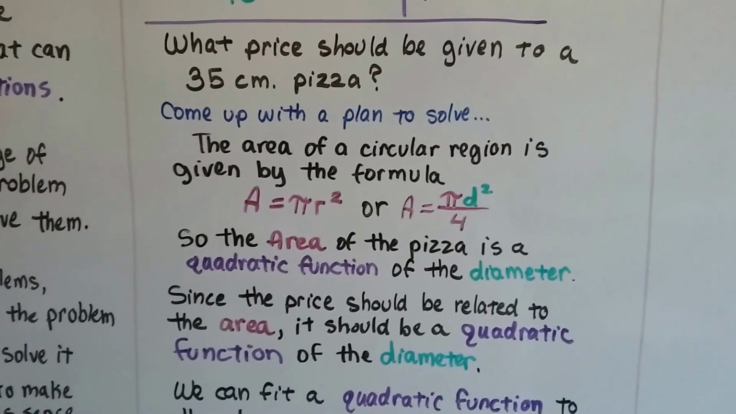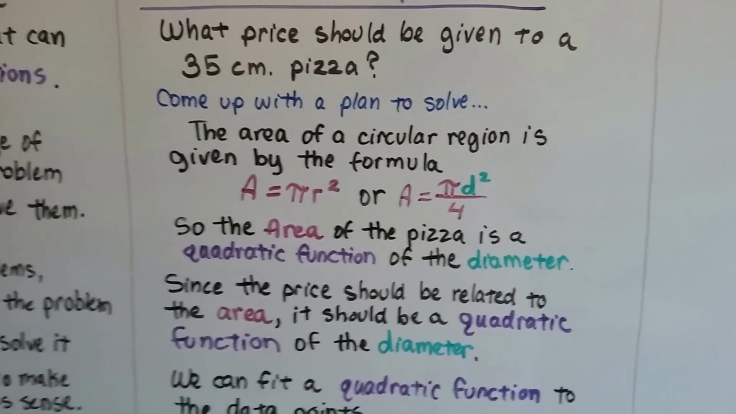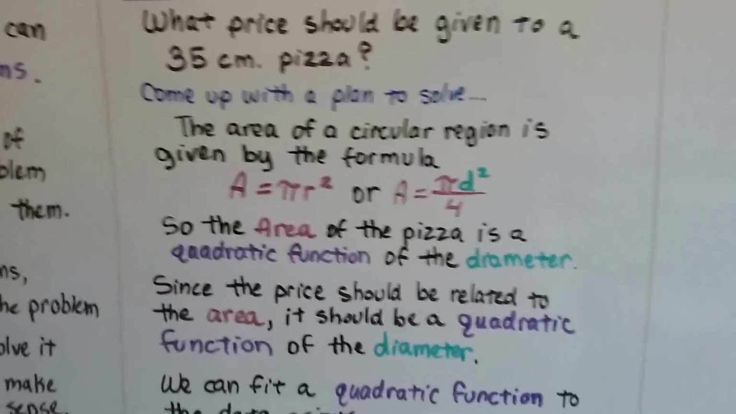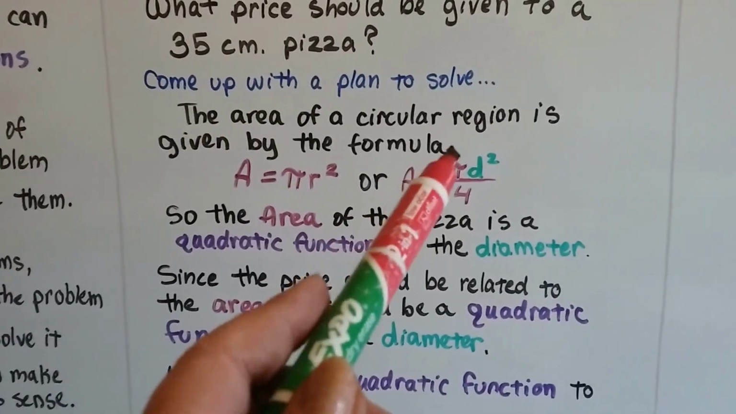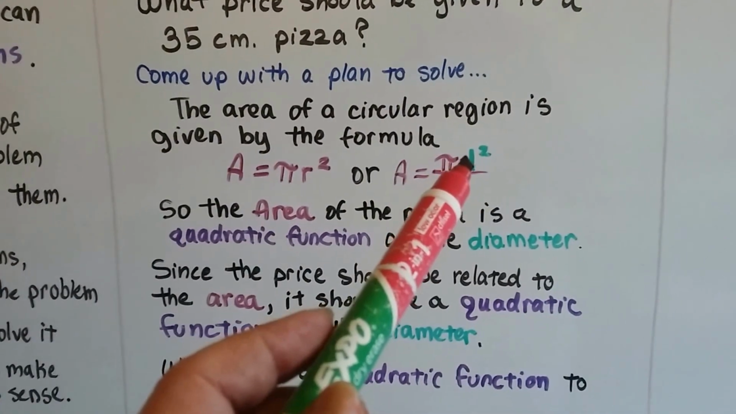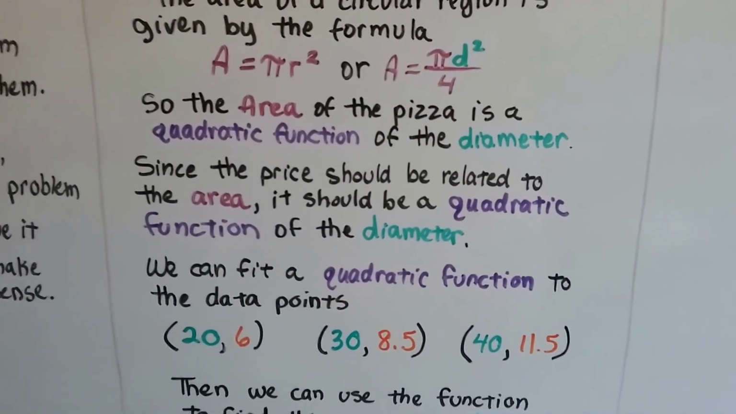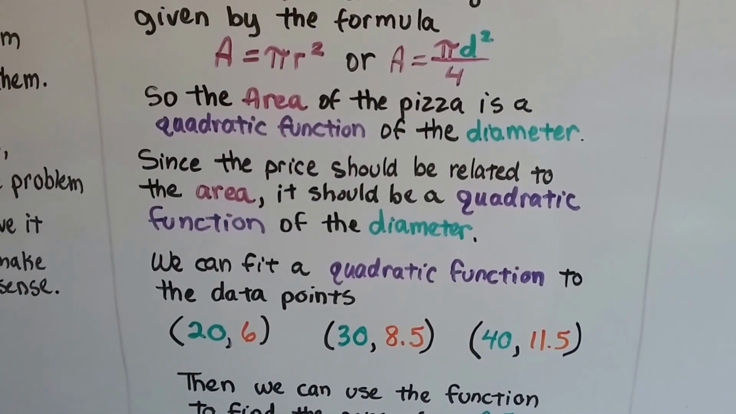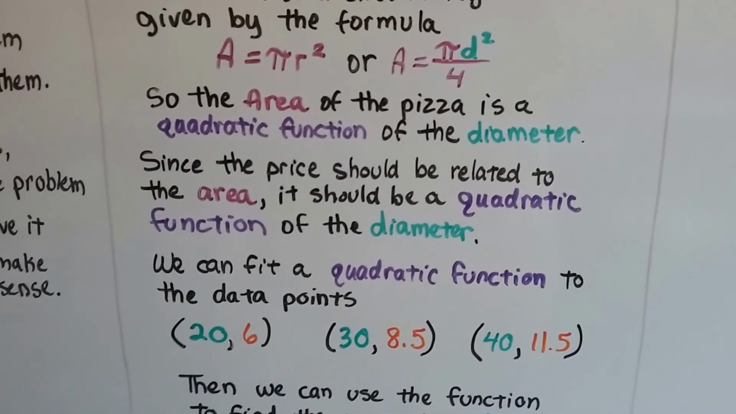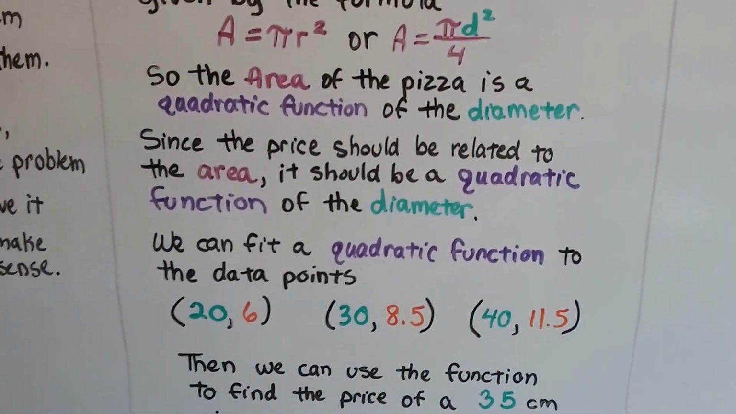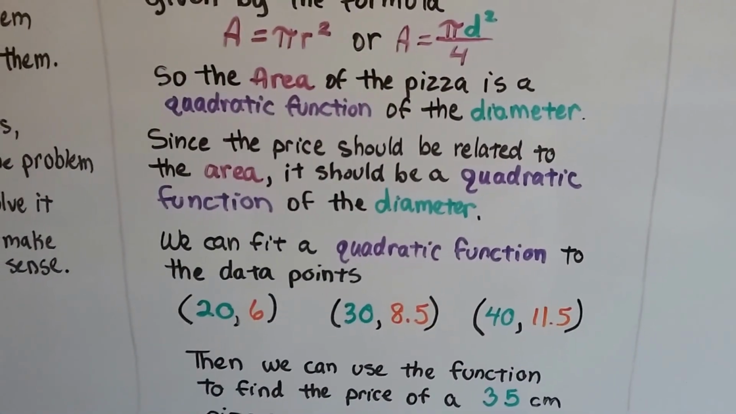The area of a circular region is given by the formula A equals pi r squared. And pizzas are circular, aren't they? We can also use A equals pi times the diameter squared divided by 4. So the area of the pizza is a quadratic function of the diameter. Since the price should be related to the area, it should be a quadratic function of the diameter. And we can fit a quadratic function to its data points.